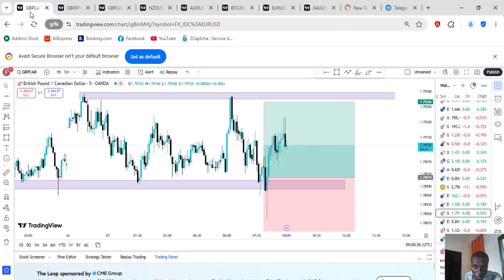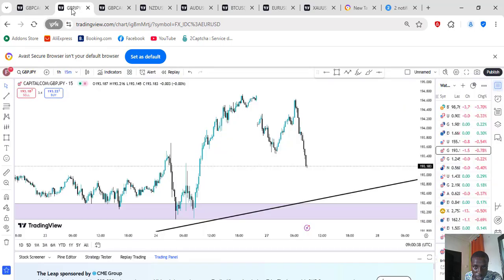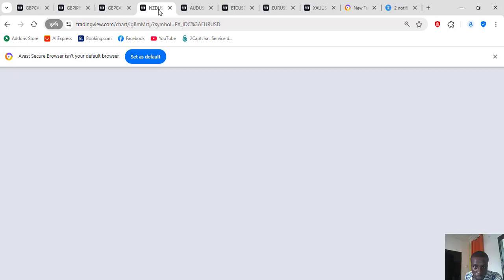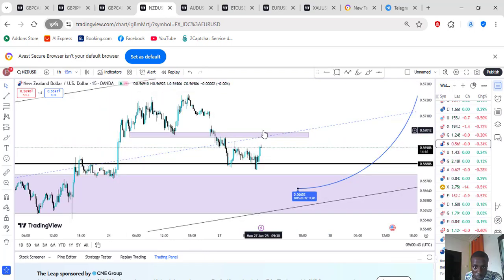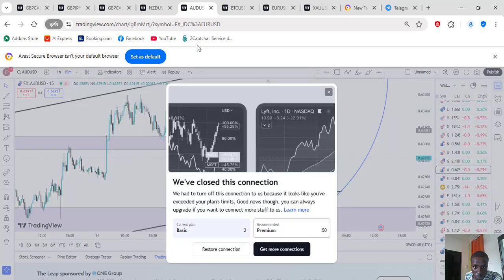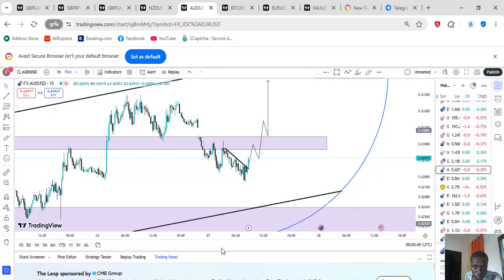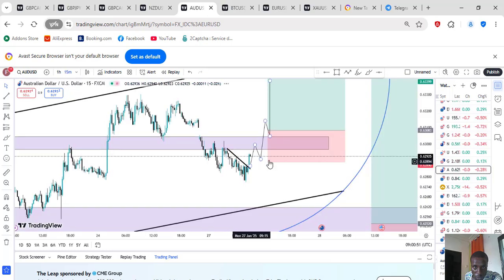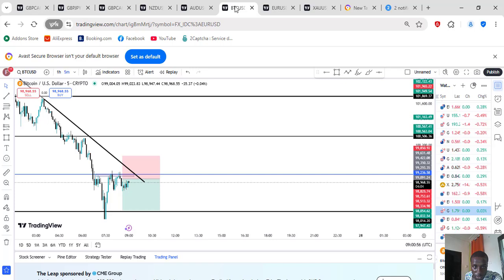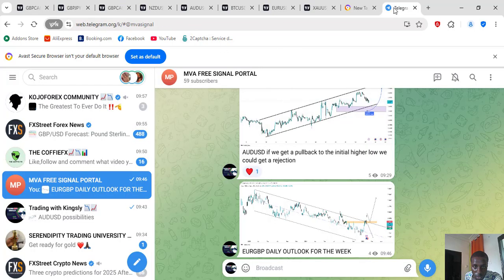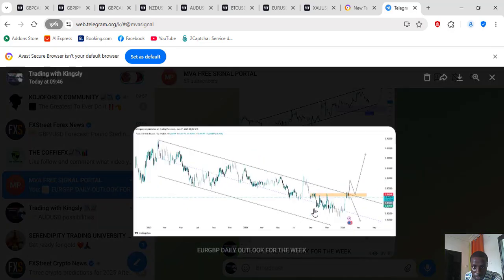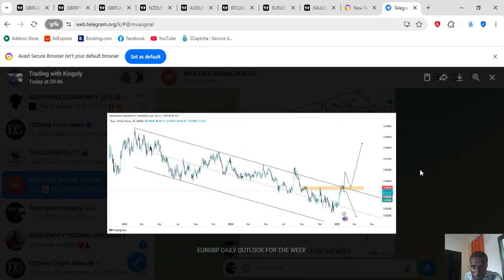By the way, there are a couple of analyses that we have done, and we are waiting for them to play out. So we are going to be going long to here if price breaks above here. Australian dollar, US dollar, you have the same pattern that we are watching. Once price closes above, we are entering. We have done all of this analysis. This is Bitcoin USDT, so you can see all of the analysis that we have sent so far.